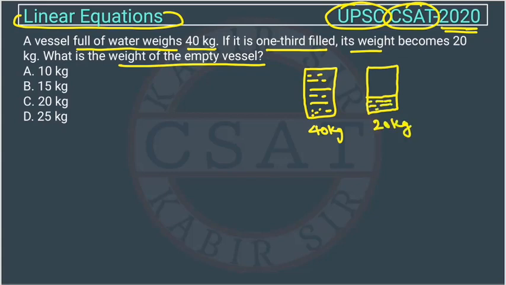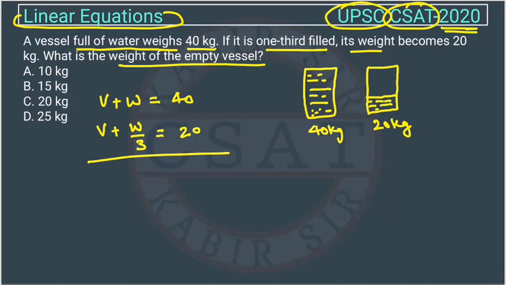So they are asking the weight of the empty vessel, right? So if you try to solve it without using your pen, you will get a little bit confused. So what you can do, let's suppose the weight of the vessel is V and the weight of water is W. Then V plus W is equal to 40 in the first case. In the second case, the vessel weight will remain the same, but the water weight is W by 3 and this is equal to 20. Right, now we can solve these two equations and we can find out the answer easily.